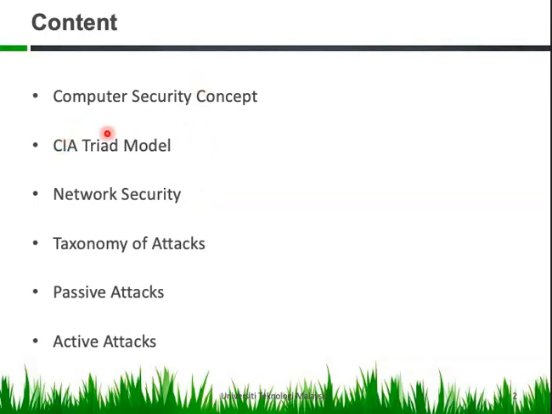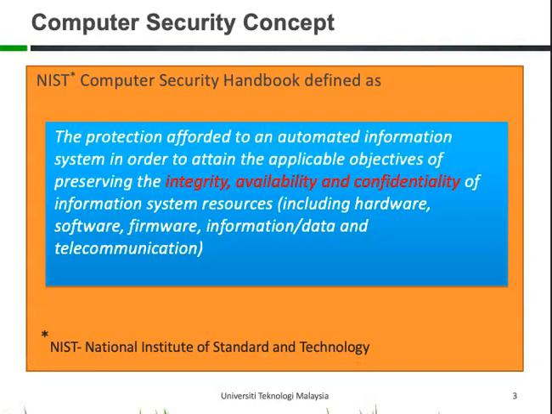We're going to look at the computer security concept, okay, the CIA Triad model, and then the network security, what's inside the network security, the taxonomy of attacks, means the type of attacks, okay, and also the classification of attacks in terms of passive and also active attack.